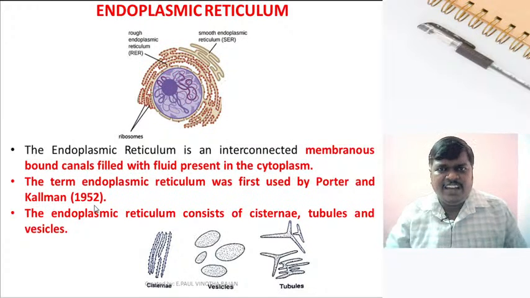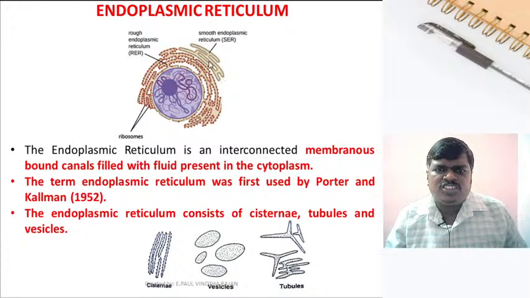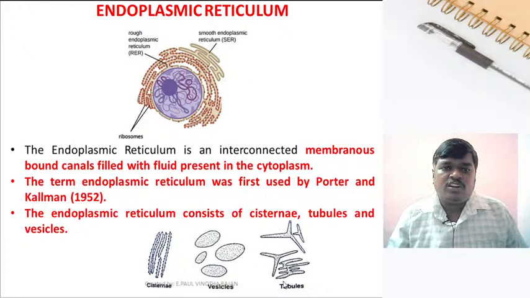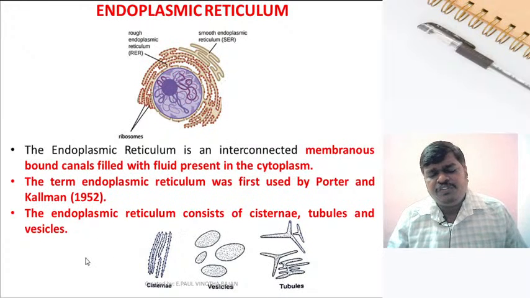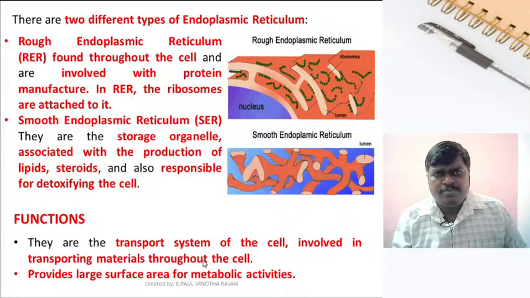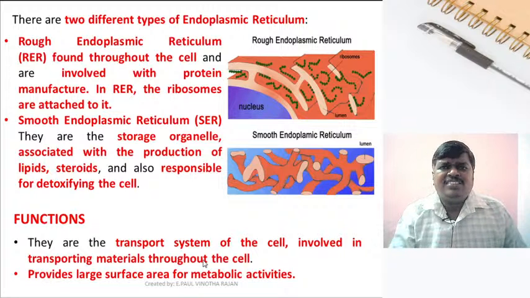One is the cisternae. A structure like this is called cisternae, the foldings. They are in the form of vesicles, round structures. In the form of tubes, they are called tubules. These are the three different types. Apart from that, there are two different types of ER: one is RER and the other is SER.